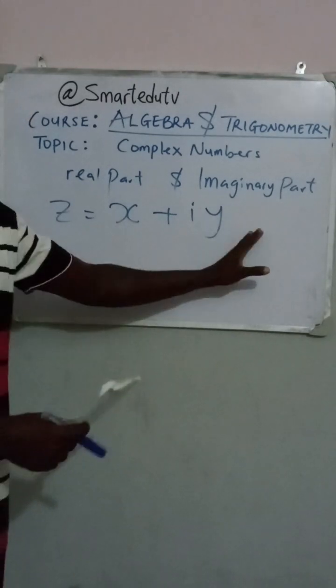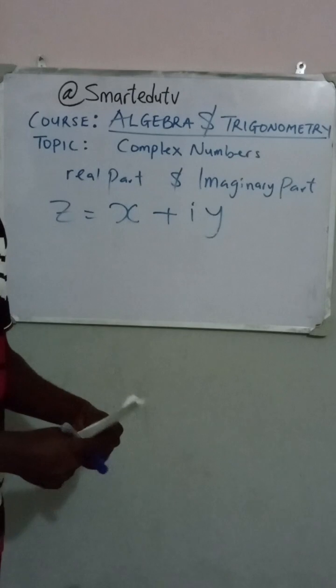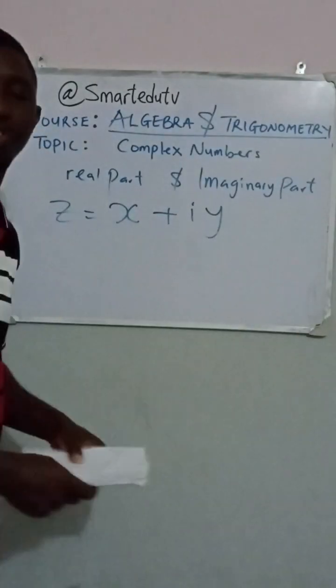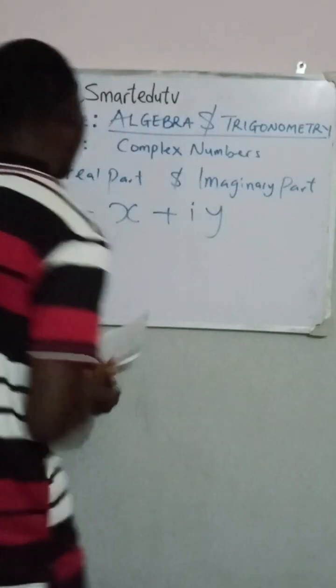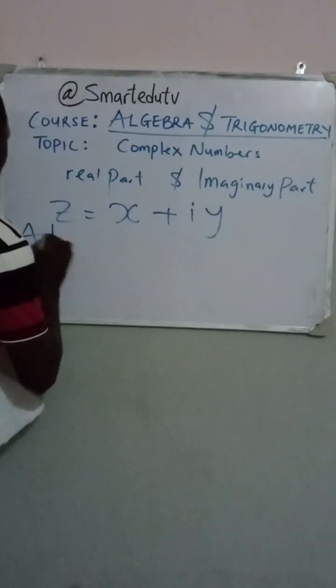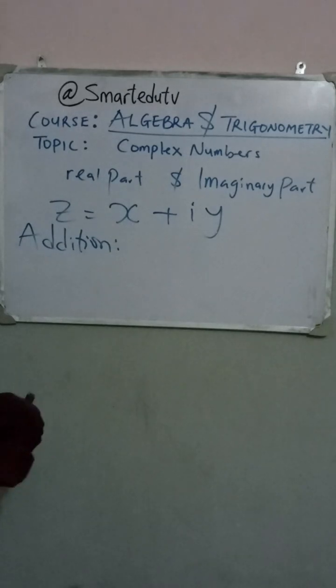After understanding this, the next thing we look at is algebra of complex numbers. How do we evaluate complex numbers in terms of addition, subtraction, multiplication, and division? The first we are going to look at is addition. How do we add complex numbers together?